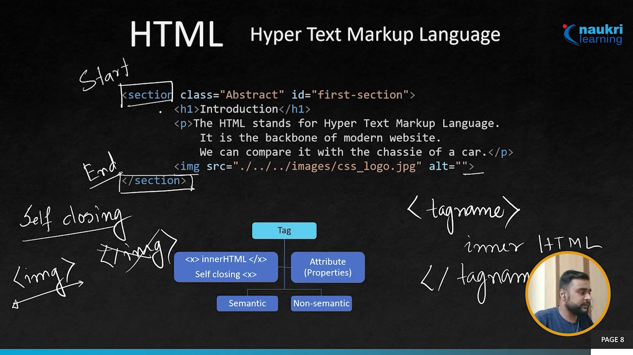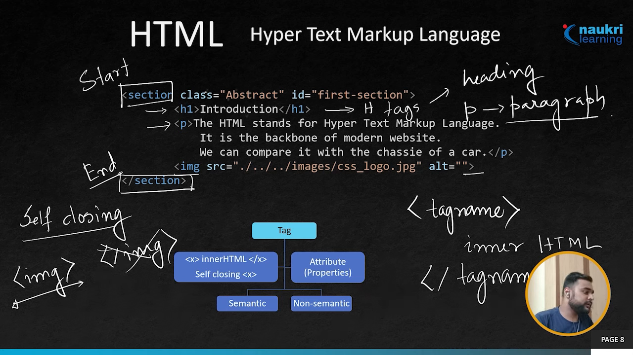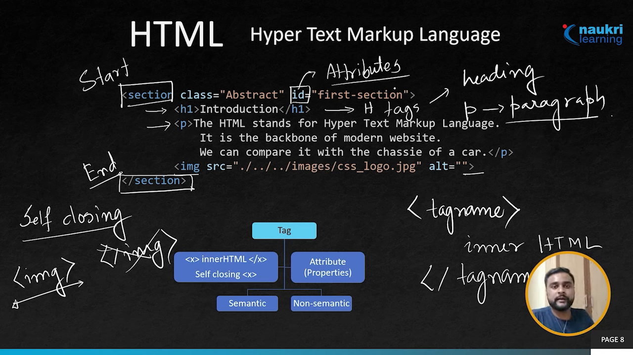Inside this section, we have written some H and P tags. These H tags are known as heading. P stands for paragraph. And one more thing that I definitely wanted to mention are these smaller properties. These are called attributes. So what are attributes? In HTML, for example, we have a tag of button. But we do not know what to do with that button. That can submit something, that can be clicked to do something else also.